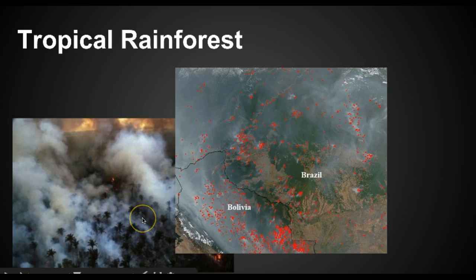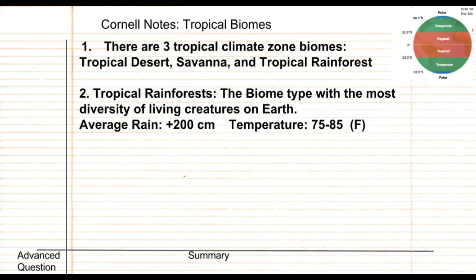And that's a huge problem because a lot of creatures are going extinct and a lot of our oxygen supply is at risk. Okay, so here we're back at the notes. Go ahead and copy the notes if you haven't. Think of a question for 2. Pause this video if you need to.